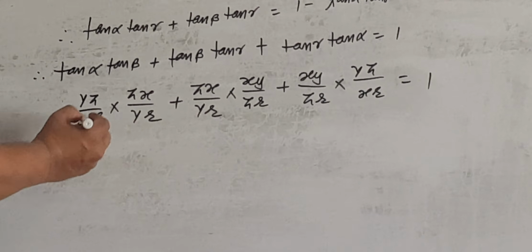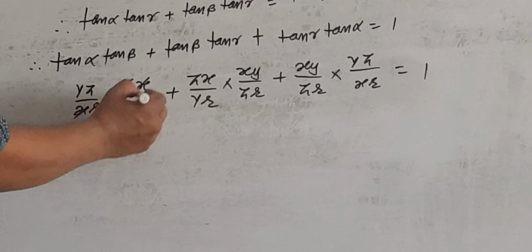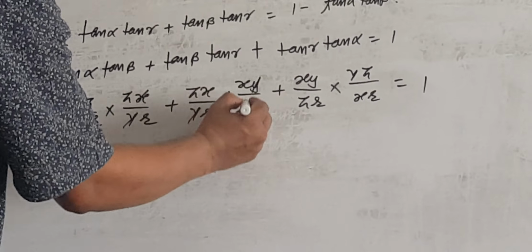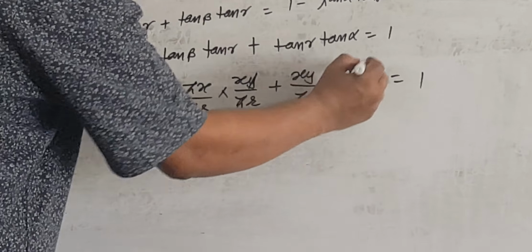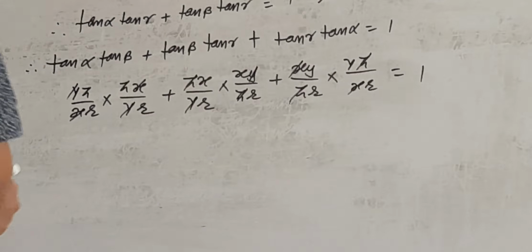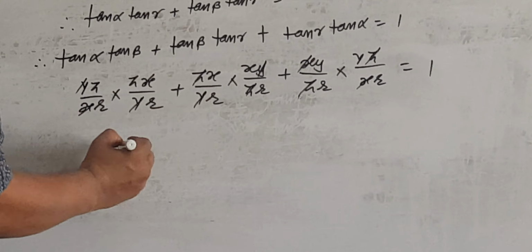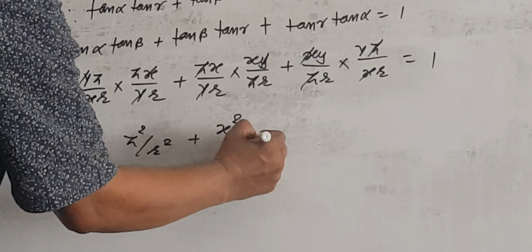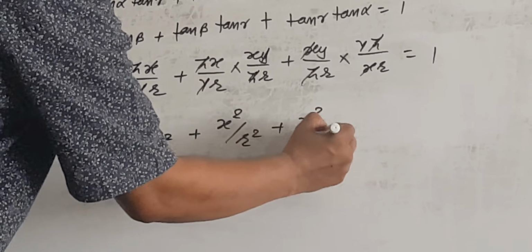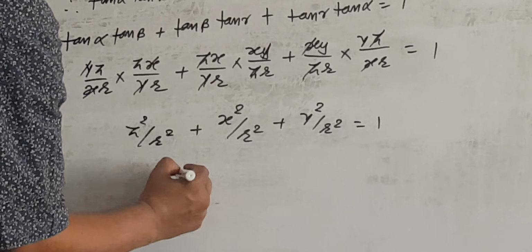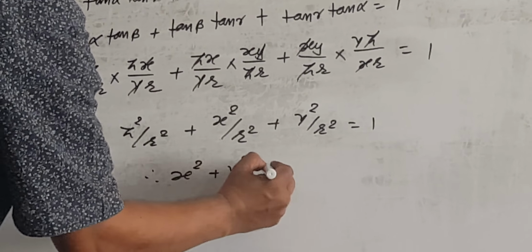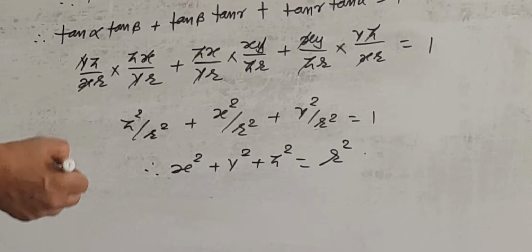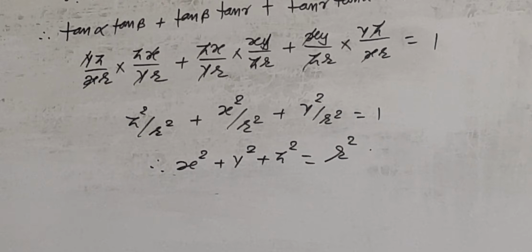You can see this, x will be cancelled, y will be cancelled, y will be cancelled, z will be cancelled, z will be cancelled, x will be cancelled. So what will happen? z into z, z square upon r square, plus x square upon r square, plus y square upon r square. So therefore it will be x square plus y square plus z square. The common denominator r square we take on the opposite side. So this, that's it.